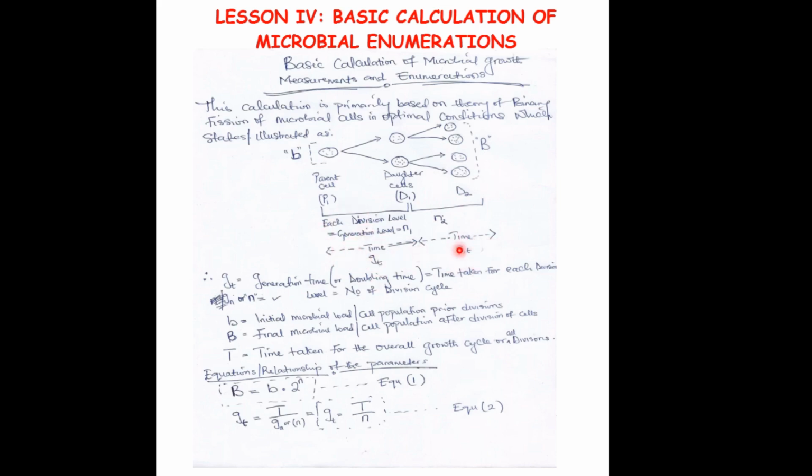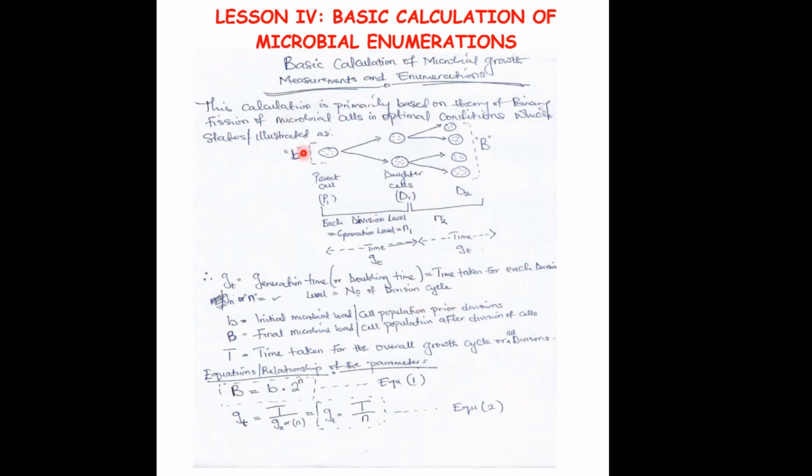Generation time is also known as the doubling time. That is the time taken for each division to occur. While the generation level, indicated as GN or small n, means the number of division cycles that have occurred within that growth phase.